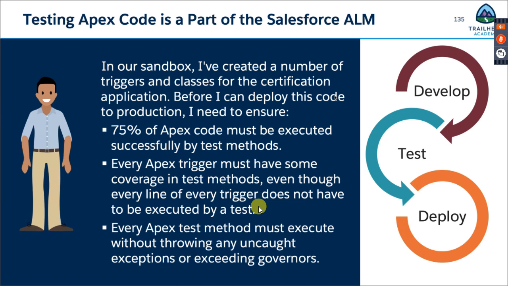In addition to that, even if you have 90% code coverage, but there are some triggers that do not have at least one line of code executed, you are forced by Salesforce to write test code to at least cover one single line of every single trigger. And then every single test method that you write has to be executed without throwing any exceptions or governor limits.